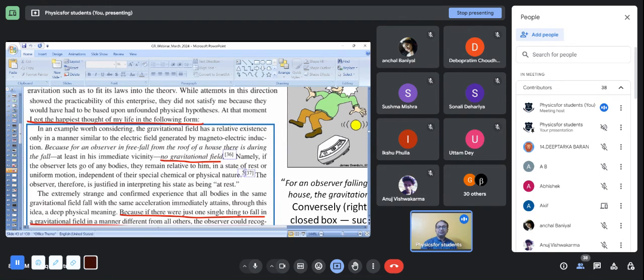The gravitational field has a relative existence only, in a manner similar to an electric field. Because, you see this one, the italic, for an observer in free fall from the roof of a house, there is during the fall, at least in his immediate vicinity, no gravitational field. Immediate vicinity.